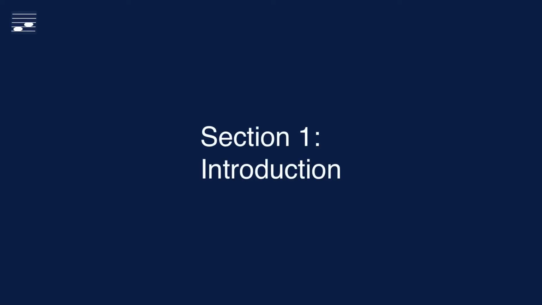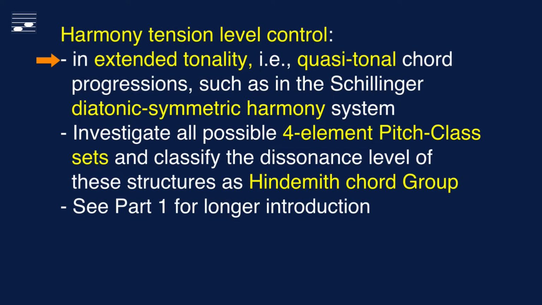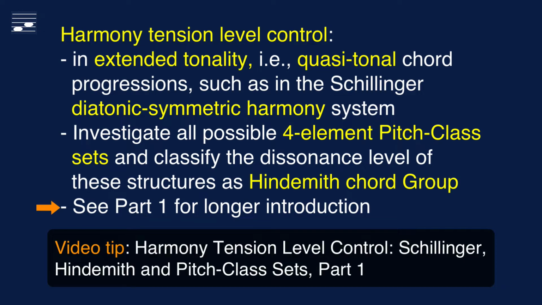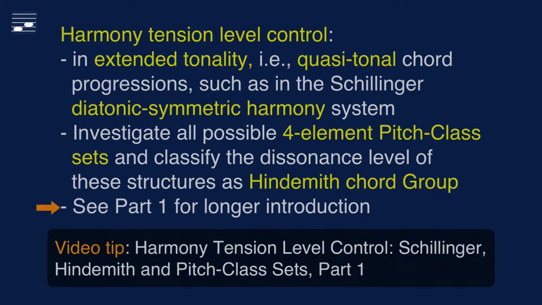The goal is to create an extended tonality texture with harmony dissonance control. I'll demonstrate chord progressions in the Schillinger Diatonic-Symmetric Harmony system while mapping all possible 4-element pitch class sets on the chord group classification scheme proposed by Paul Hindemith. I refer to part 1 for more fundamental discussion and the focus on the 12 possible 3-element PC sets.